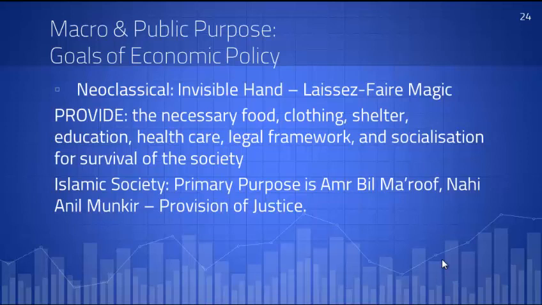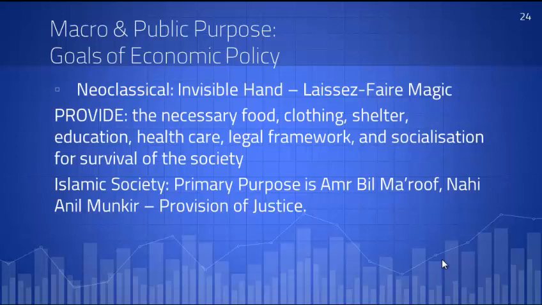Well, according to the neoclassical, the government should do nothing, the invisible hand will do everything by magic. But if we come to a more sensible position, then the goal of public policy should be to make sure that everybody has food, clothing, shelter, education, healthcare, and there is a legal framework so everybody can get justice. And people, the children who are born, receive socialization required to enable them to function in the society.